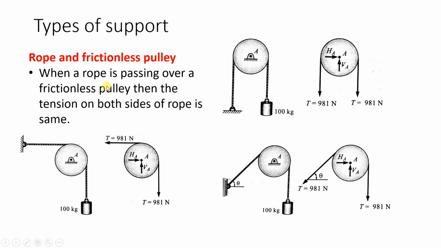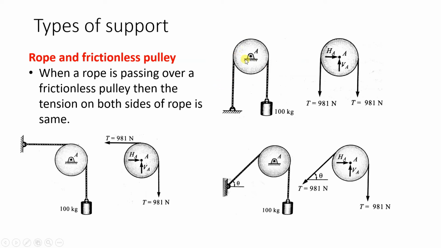Next type of support, rope and frictionless pulley. Okay, so again this is an ideal concept. Always a pulley will have friction. Okay, what do you mean by pulley? This is a pulley, and on the pulley there will be a groove through which we can pass a rope. Okay, and here you can see some examples.